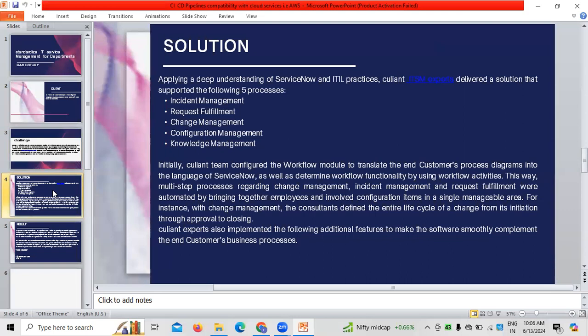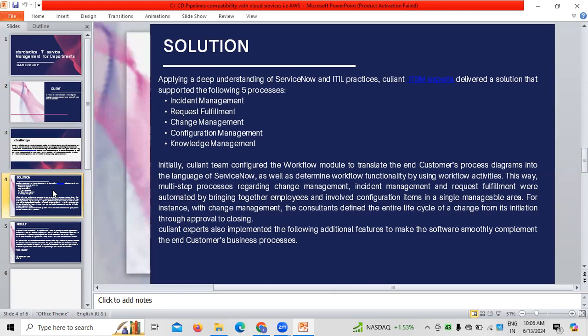And if any changes happen in between, how will change management take place, followed by configuration, right? So how are these configurations taking place, and how is the configuration management process mechanism being implemented, followed by knowledge management, etc. So these are the different processes one should know: incident management, request fulfillment, change management, followed by configuration and knowledge management. These are the processes one must be good with.